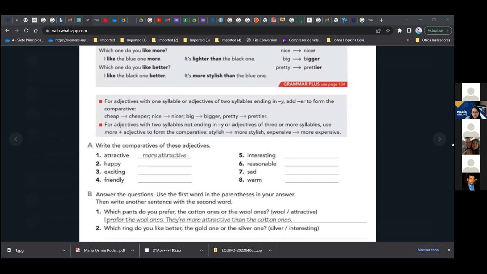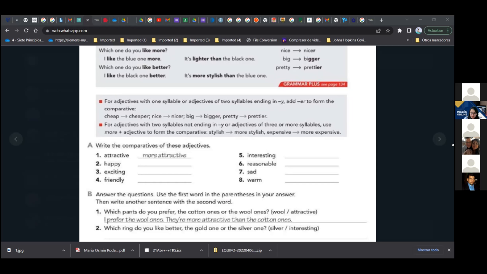More exciting. More exciting, that's right. Why are we using more in that? For example, exciting, adding -er. More than two syllables. It has more than two syllables, that's right. And then we have friendly.